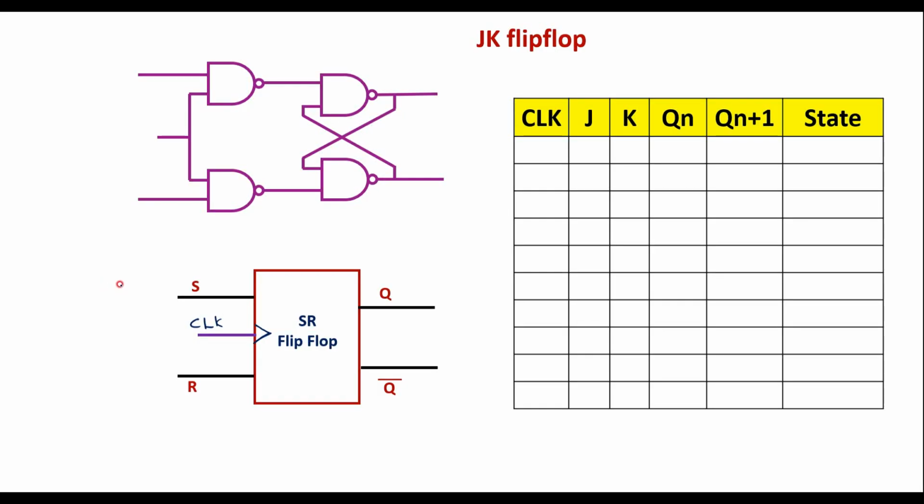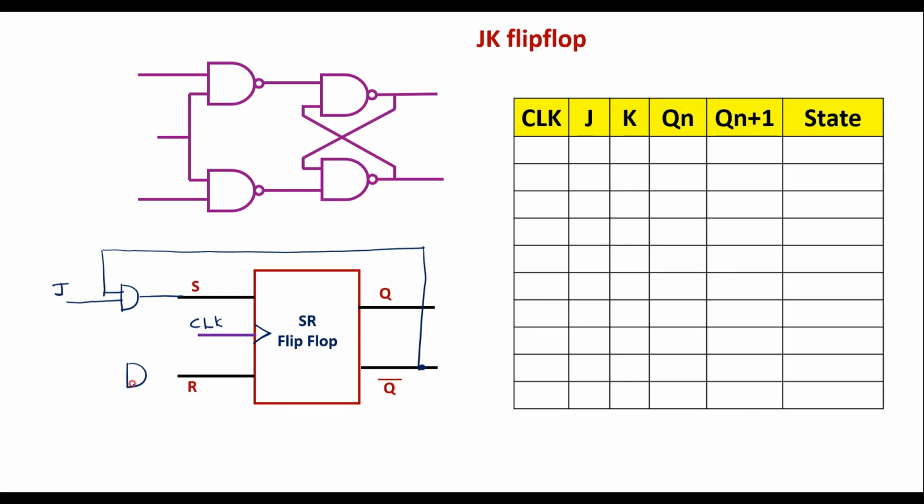Here we are supposed to use one AND gate. One of the inputs for this AND gate is the Q bar output. Connect the Q bar output of this SR flip-flop to one of the inputs of the AND gate, and the other input for the AND gate is J. The output of this is connected to the S input of the SR flip-flop.